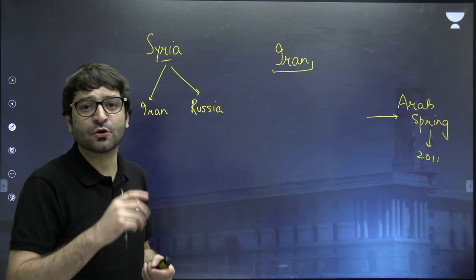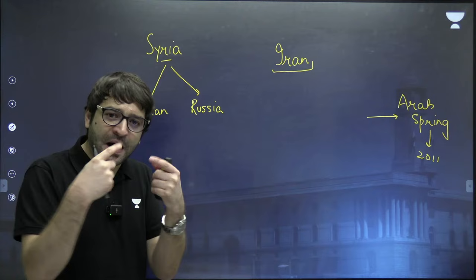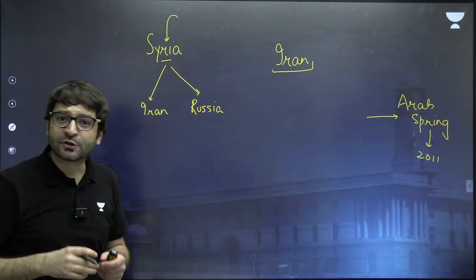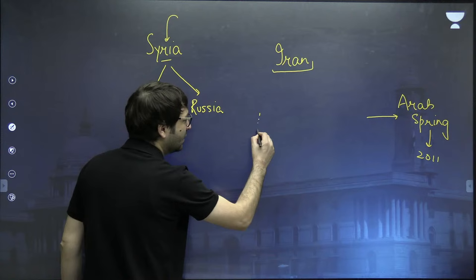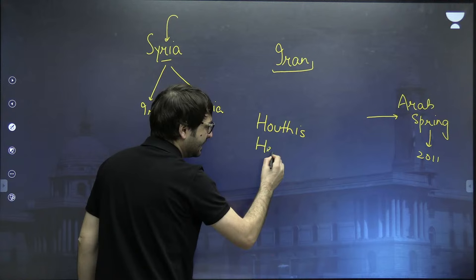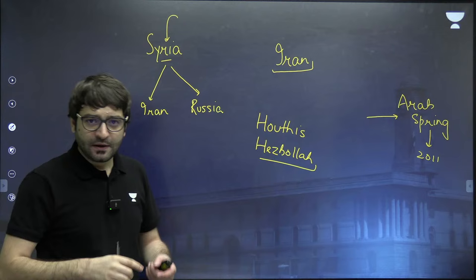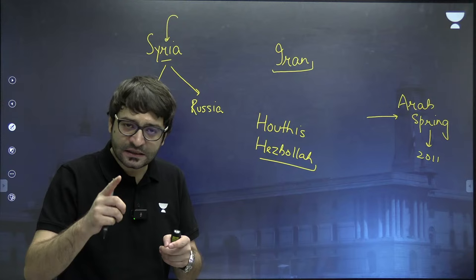So Iran has one partner in this region, which is Bashar al-Assad's Syria. It also has support from other terrorist organizations. For example, Houthis of Yemen. For example, Hezbollah of Lebanon. When the conflict between Hamas and Israel started, Israel also started attacking the Houthis.